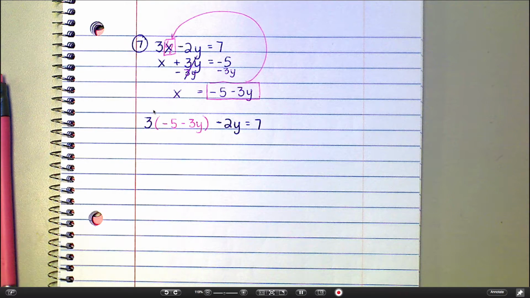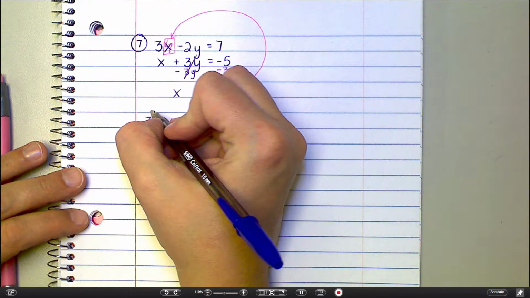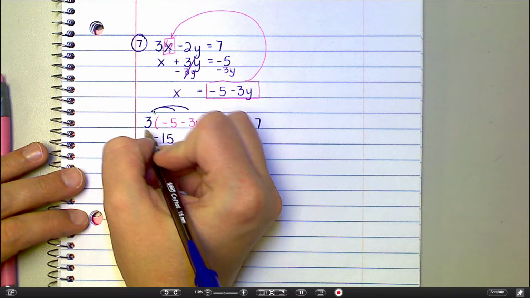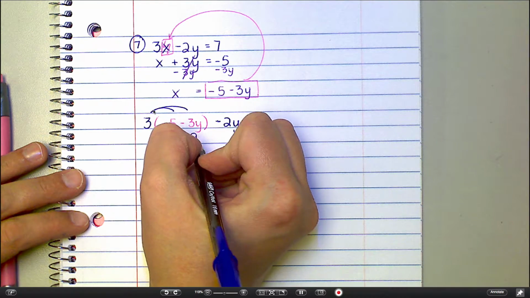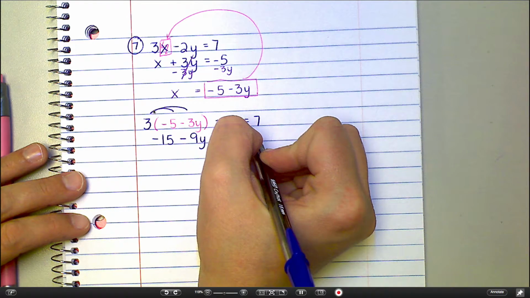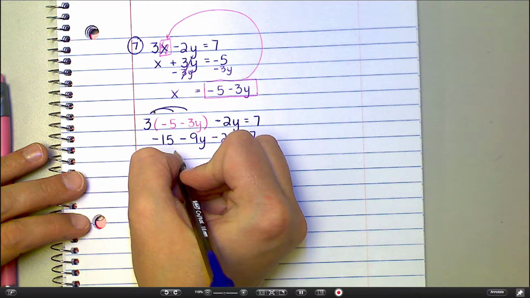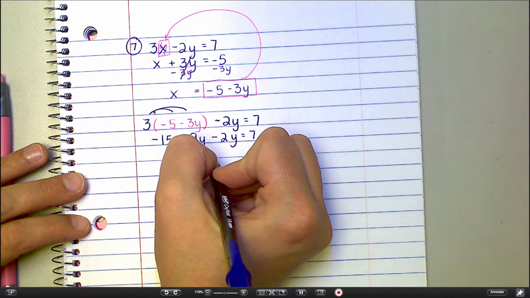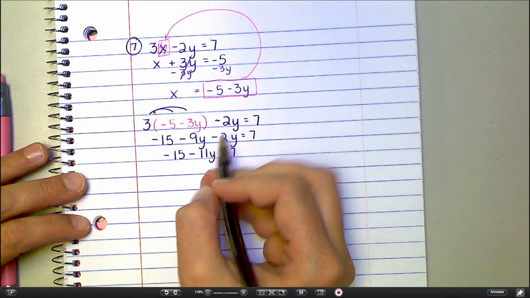Now I'm going to solve for y. Distribute this 3. That's going to be negative 15. 3 times negative 3 is negative 9. Minus 2y equals 7. So that's negative 15 minus 11y equals 7, because I can combine these.